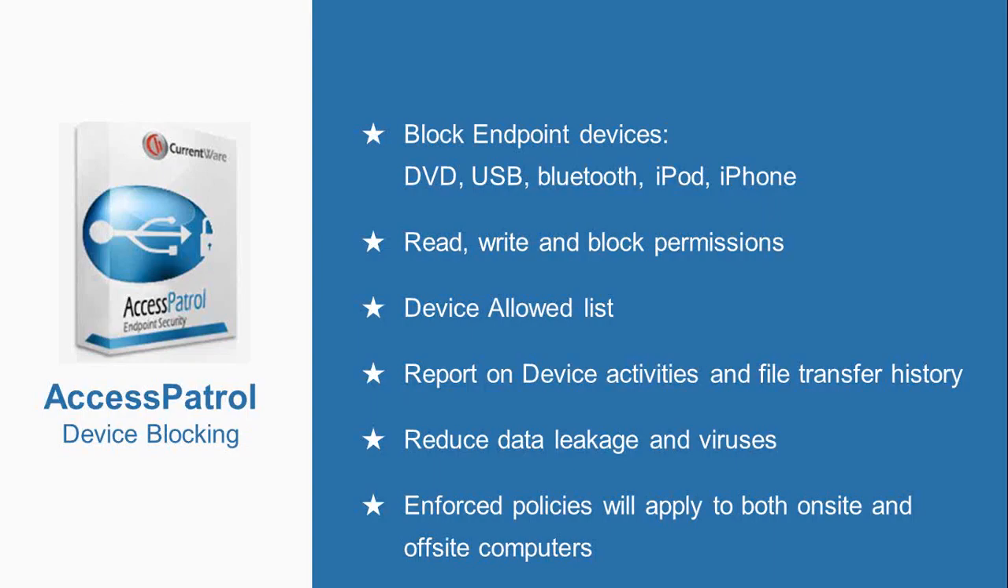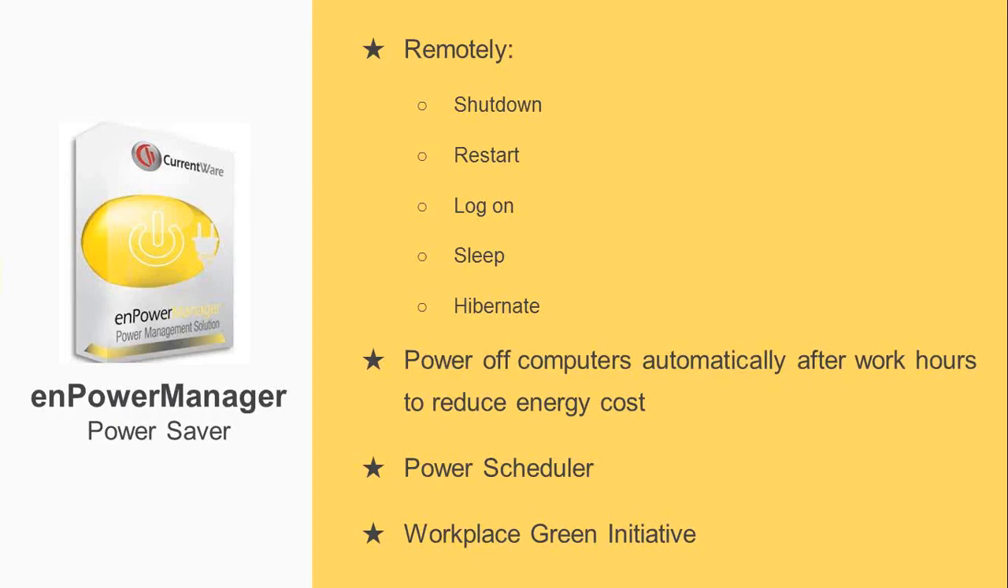Access Patrol can block endpoint devices such as DVD, USB, Bluetooth, iPhones, etc. You can read, write, and block permissions, create device allowed list, report on device activities and file transfer history, reduce data leakage as well as viruses. Enforced policies will apply to both on-site and off-site computers.